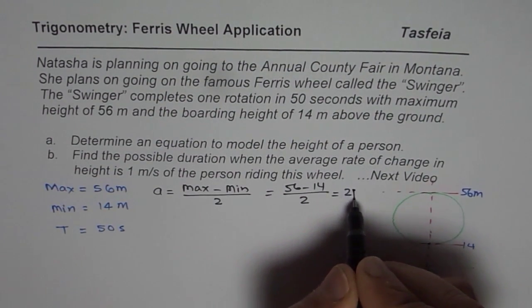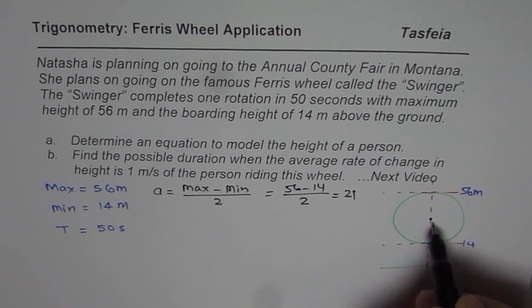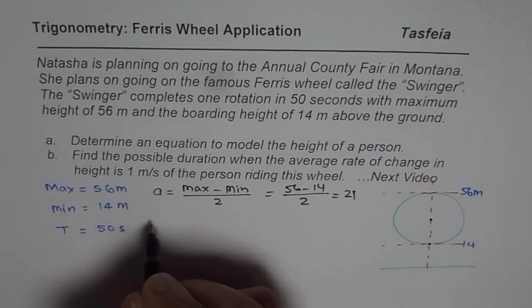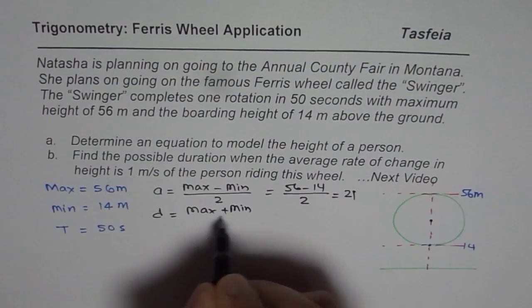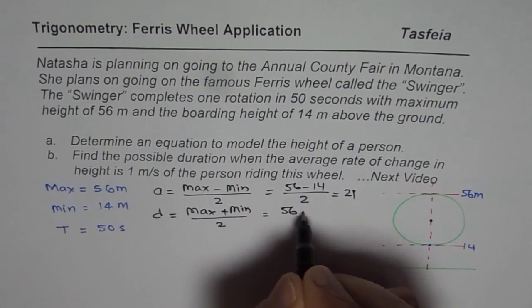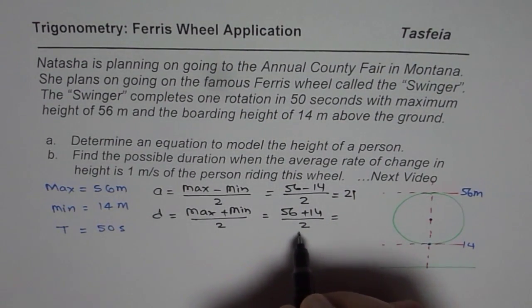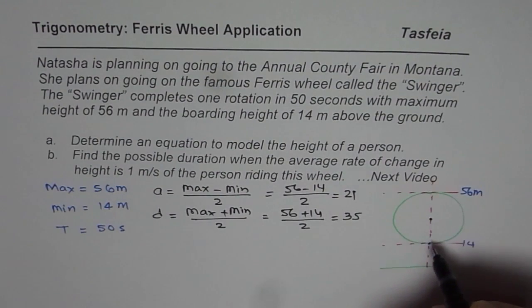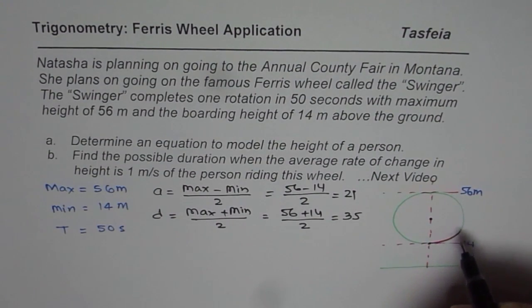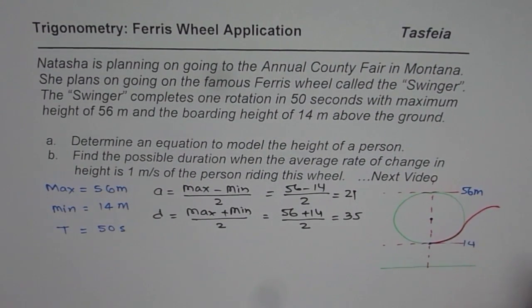So 21 is the amplitude. Now let's find the average. That means how much high the center of this Ferris wheel is from the ground, right? So let's call that D. Average value will be maximum plus minimum divided by 2, which is 56 plus 14 divided by 2. So that gives you how much? This is 70 divided by 2 is 35. So we have D. Since we have assumed that our model will start at t equals 0 when they board, it is going to be like a cosine function, which as time permits it will go like this, correct? So that is how the function will move.